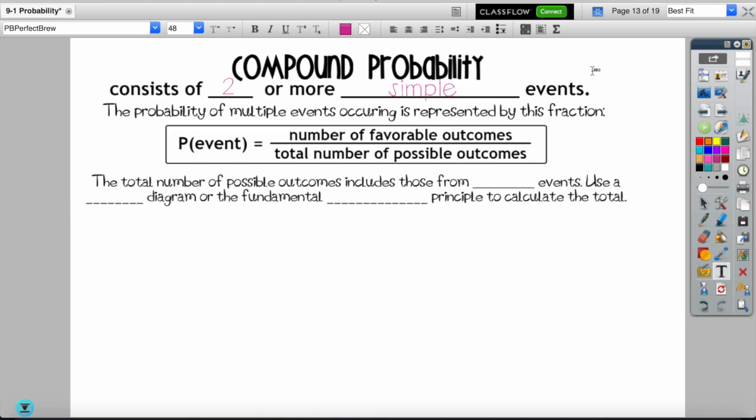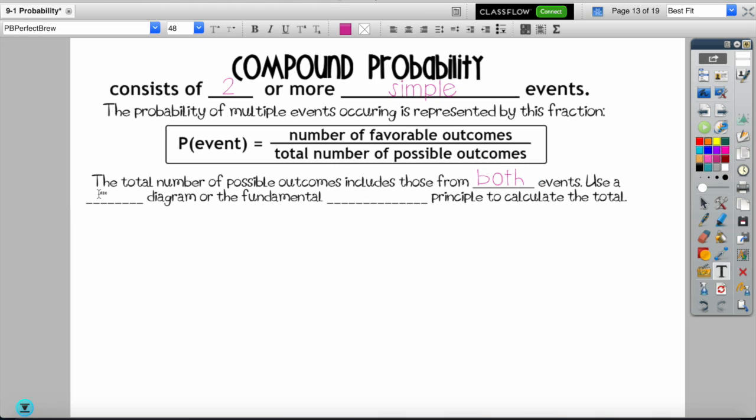However, the probability of compound events is still the same. You're still looking at the probability of an event happening: the number of favorable outcomes, i.e. the number of times the event occurs, over the total possible outcomes, the total possible things that you can get in this particular event. The total number of possible outcomes with compound probability are those from both events. Now you're looking at 2 or more events: flipping a coin, rolling a die, spinning a spinner, and picking a marble out of a bag. So you're looking at the probability of both events.